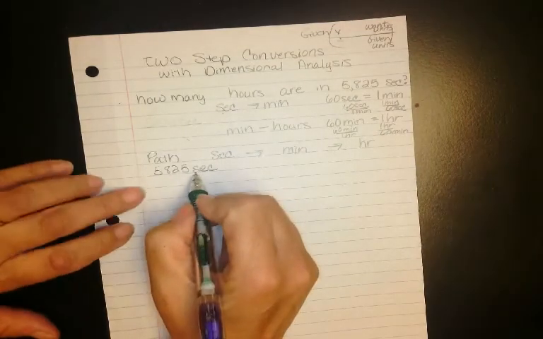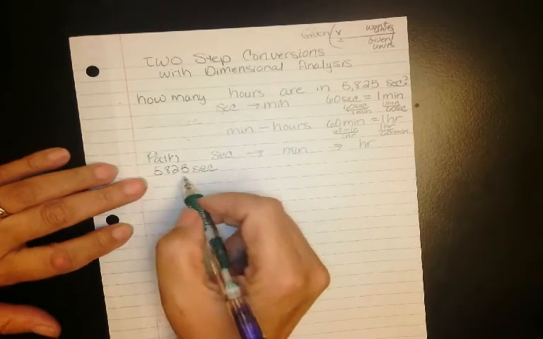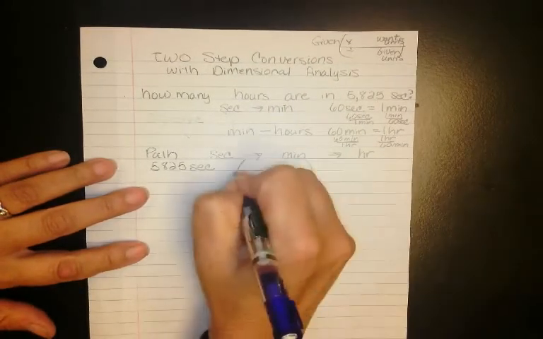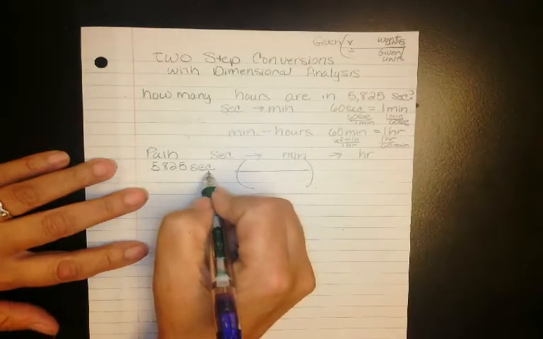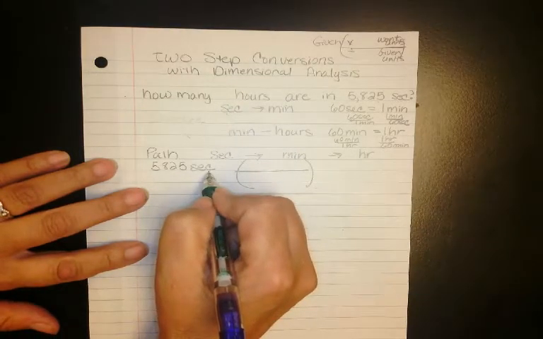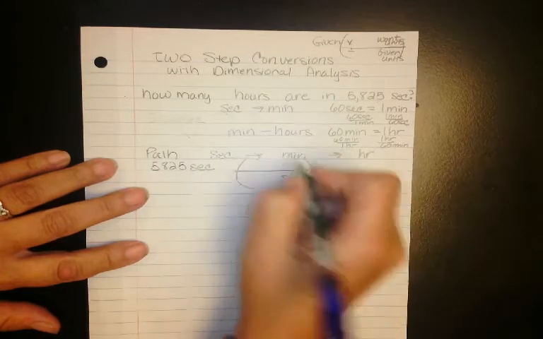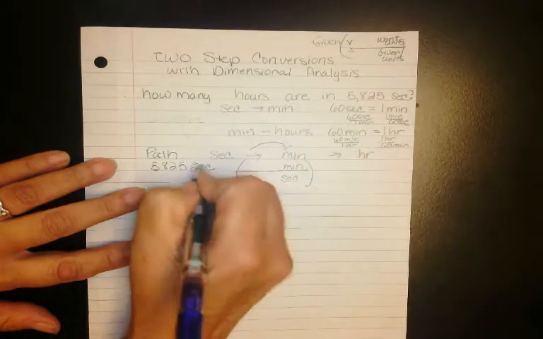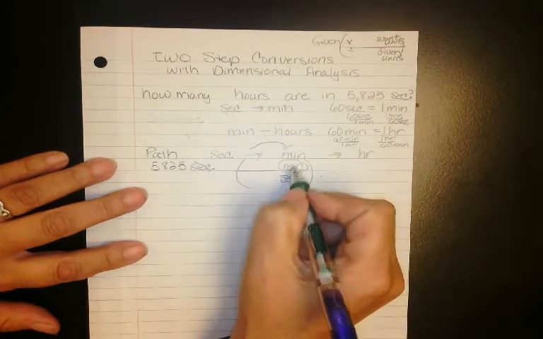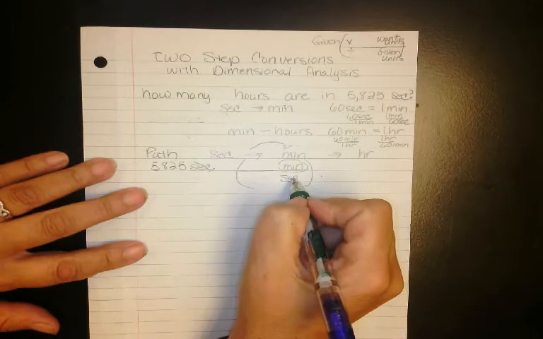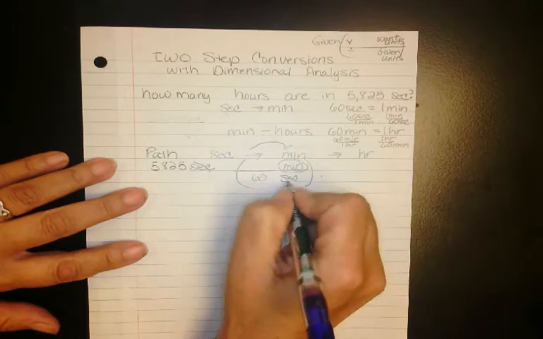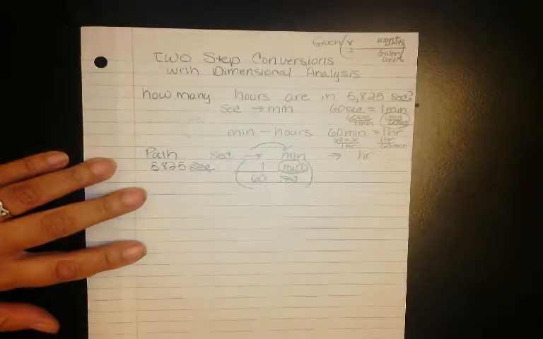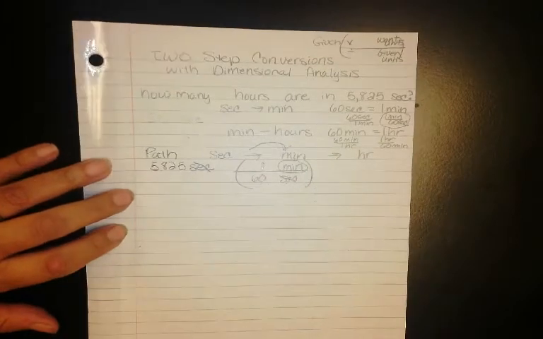So I start with my given, 5,825 seconds, and I am going to do my first conversion. Whoop, whoop, whoop. Do I want seconds? I do not want seconds. How do I get rid of it? I put it on the bottom. And I go to my first step, which is I go to minutes. Okay? Now I cross out seconds and I'm at minutes, and now I need to plug in the true statement. And it is true that there are 60 seconds, notice 60 goes with seconds, for every 1 minute. That means I use this version of my conversion, okay?